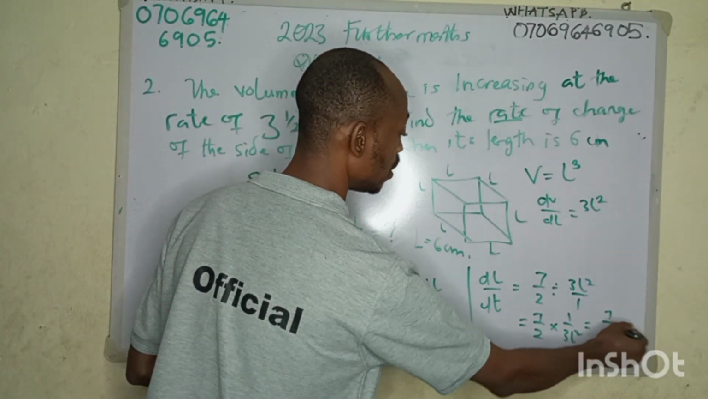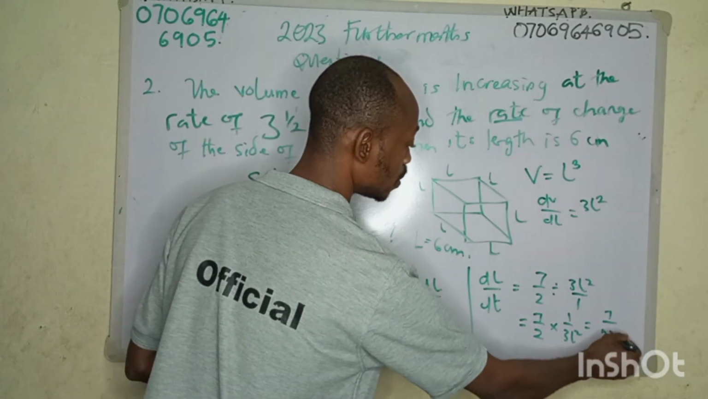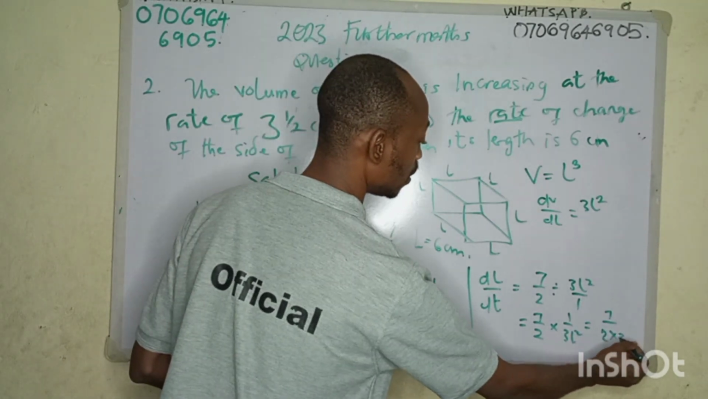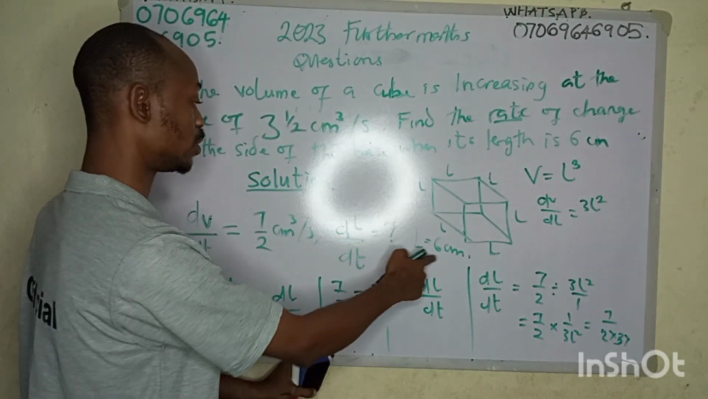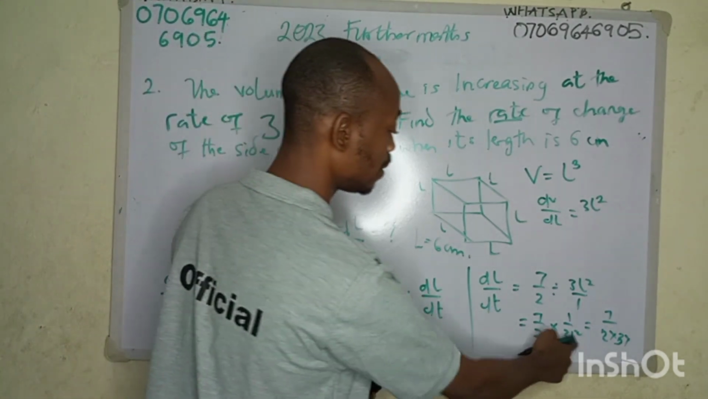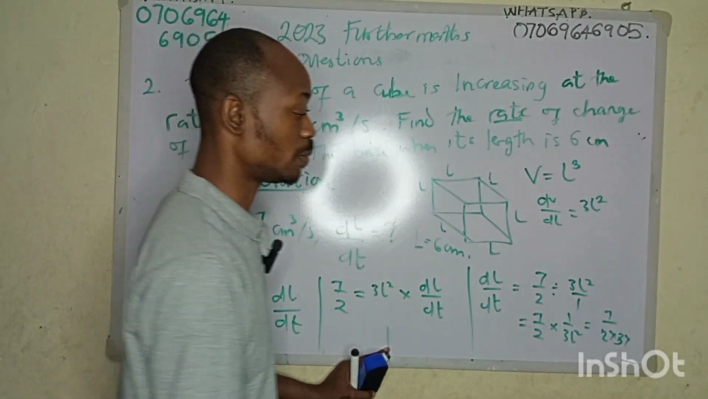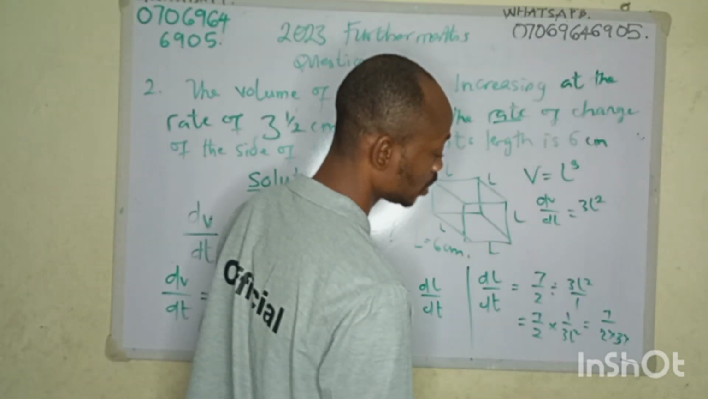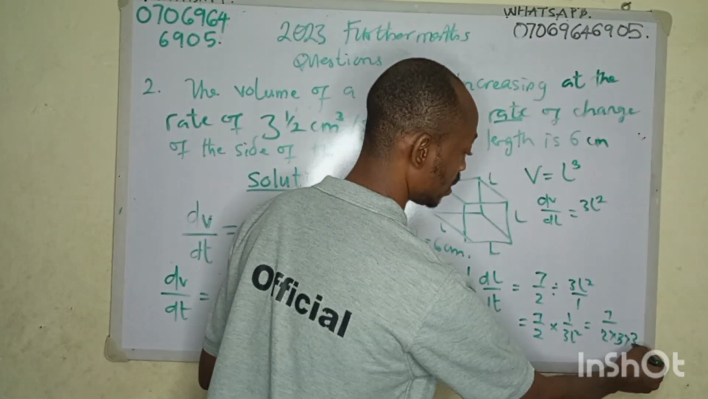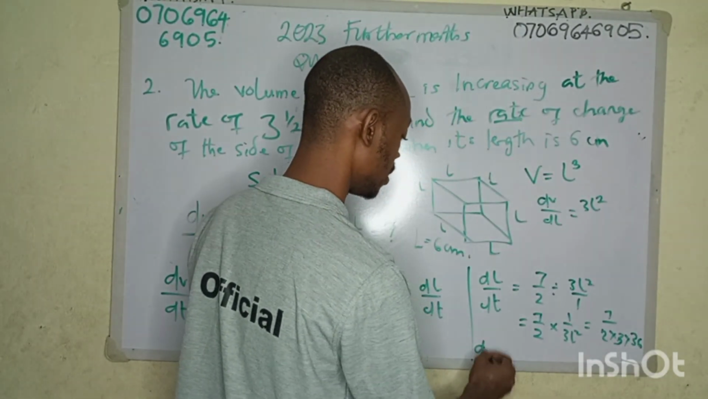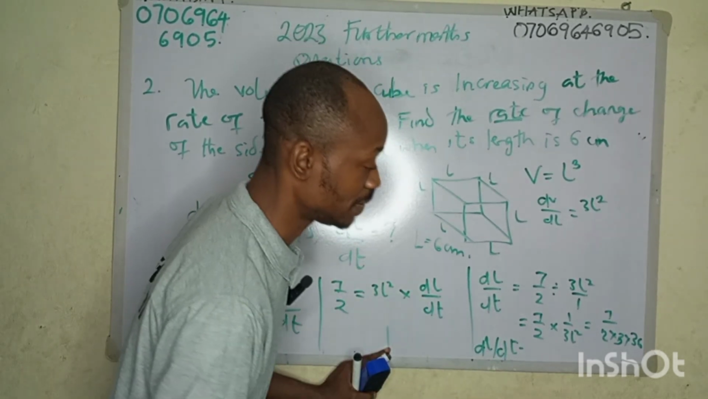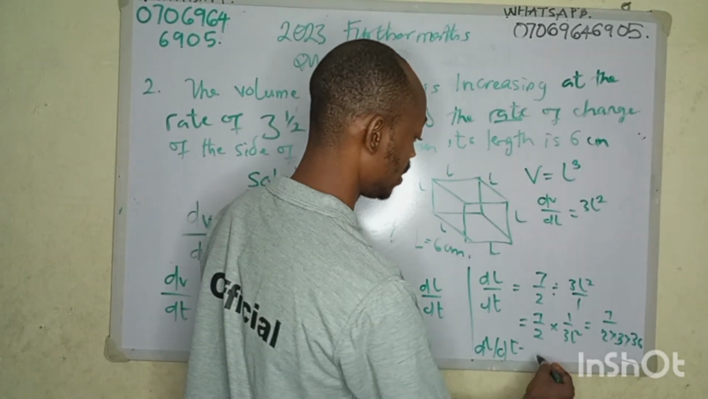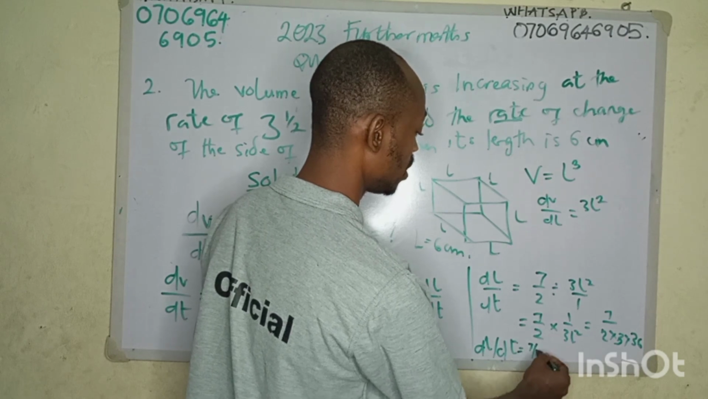And that's 7 over 2 times 3 times, remember the L has been given to be 6. So we have 6 squared, which is going to give us 36. So that's the answer. Therefore, dl/dt is 7 over 2 times 3 times 36. That's 6 times 36, I think that's going to be 216.